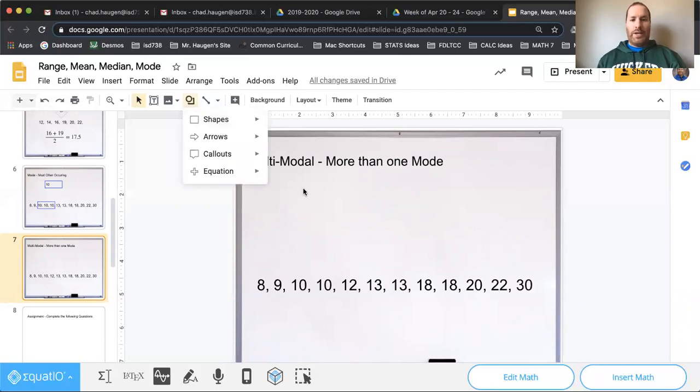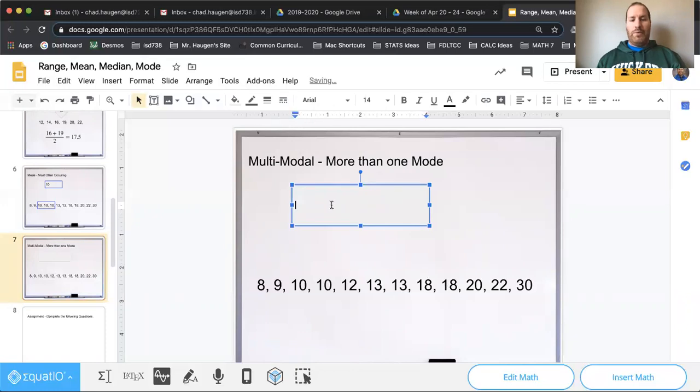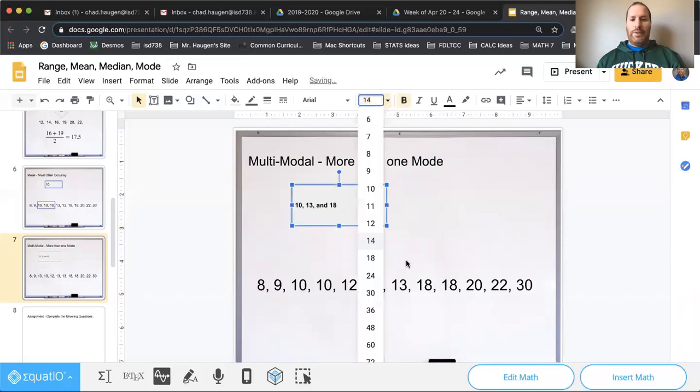And then to answer that, it would have 3 modes. And we'd say those modes are 10, 13, and 18. You can sometimes have things that are multimodal.